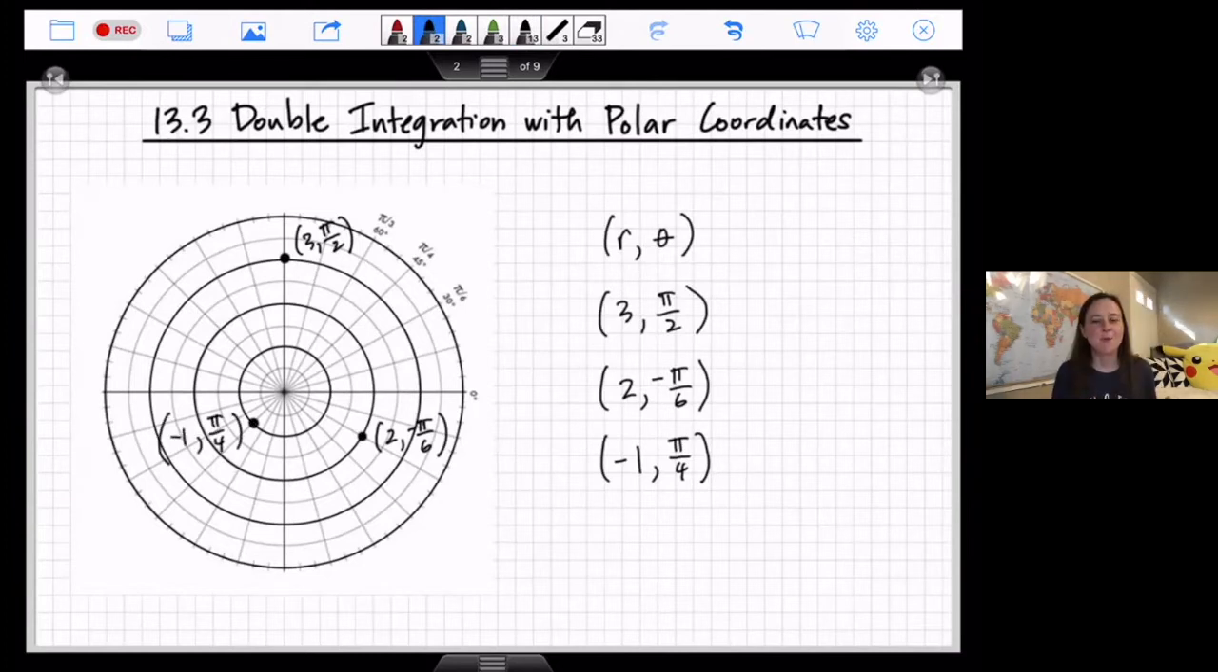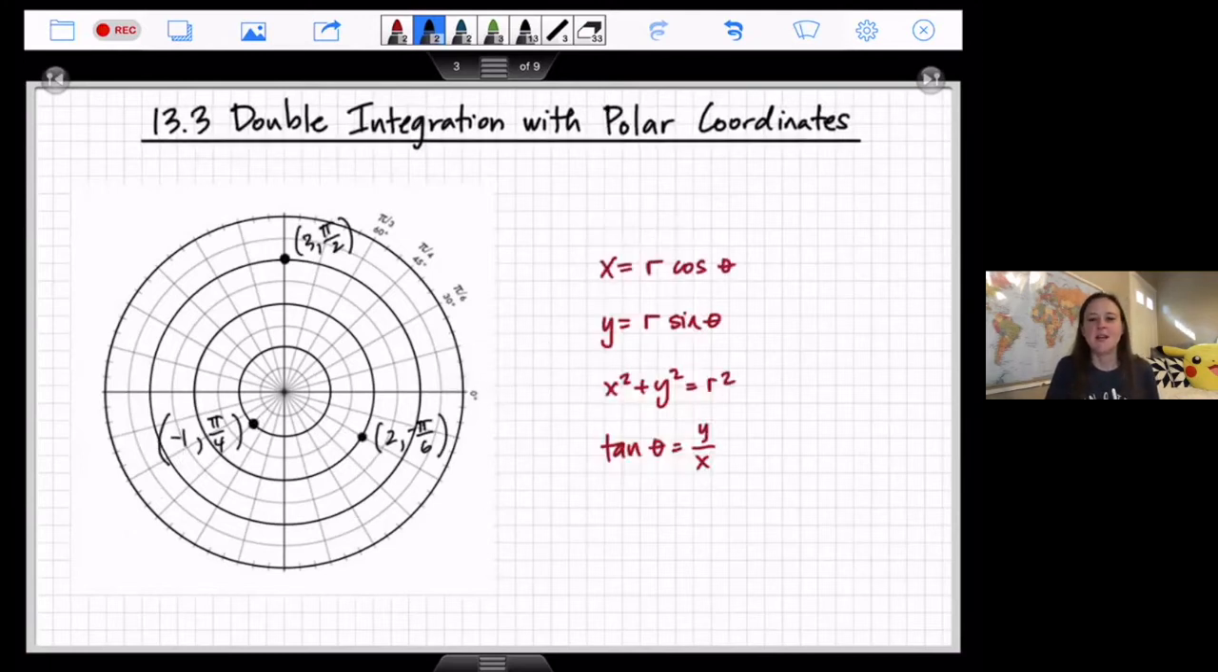And then we had several formulas that we had derived that would allow us to convert back and forth between polar coordinates and rectangular coordinates. Right, so we had that x was equal to r cosine theta, y is equal to r sine theta. That comes from our SOHCAHTOA right triangle trigonometric rules. We had x squared plus y squared equals r squared. That comes from the Pythagorean theorem. And then tangent of theta is equal to y over x. And all of those formulas are going to be useful when we're converting double integrals from rectangular to polar coordinates.